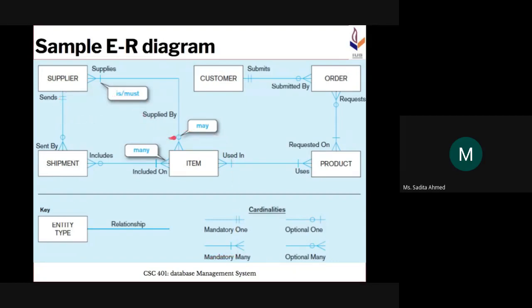So with the crow's foot at item, I have put a circle. What does that mean? This circle represents optional. That is, a supplier may supply many items. A supplier may supply many items. On the other hand, take a look at the supplier end. If we don't have a circle, we have a line. Instead of a circle, we have a line that cuts across. Which means an item, on the other hand, must be supplied by a supplier. Okay?